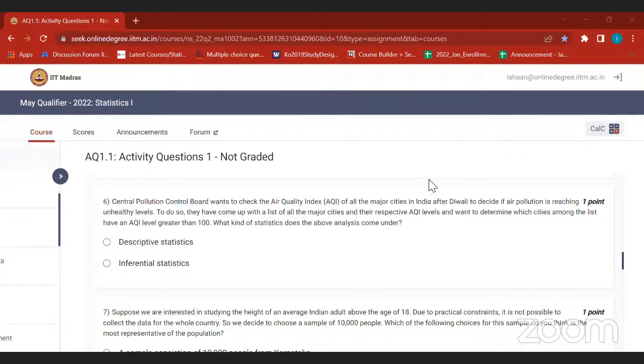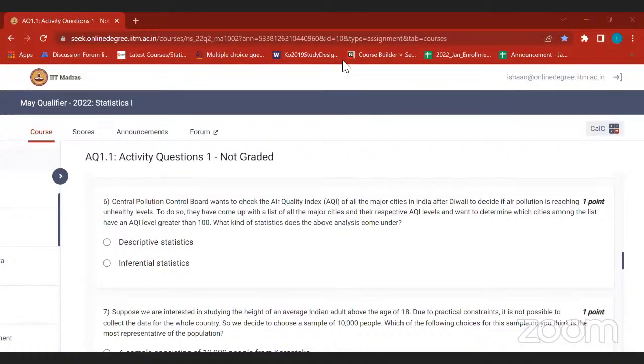Sir, can I ask one doubt regarding descriptive and inferential? Can inferential be done only on a sample, or can descriptive be done only on a sample? Descriptive you can do on any data, population data or sample data. But inferential can be done only on a sample, because inferential means we are predicting something about the population by analyzing sample data. If we're working on the population data, we won't be predicting anything, so there will be no inferential statistics.